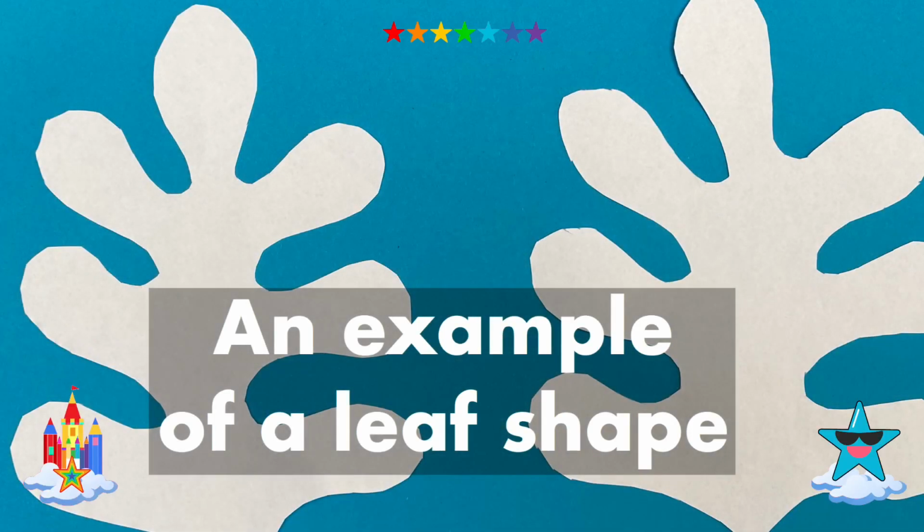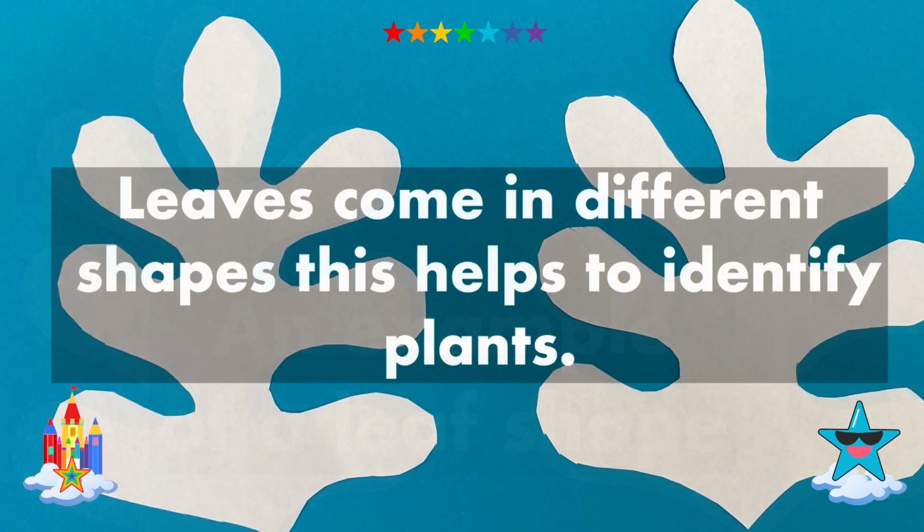This is an example of a leaf shape. Leaves come in different shapes. This helps to identify plants.